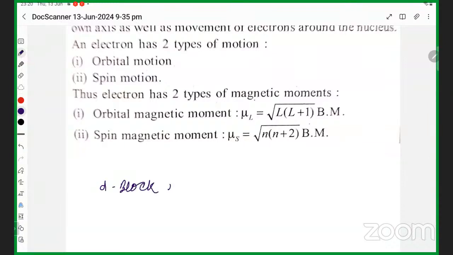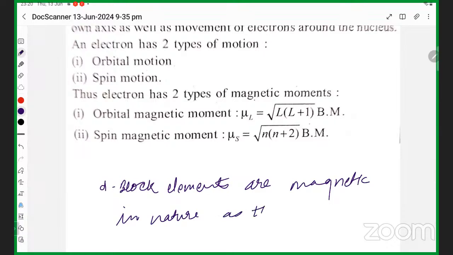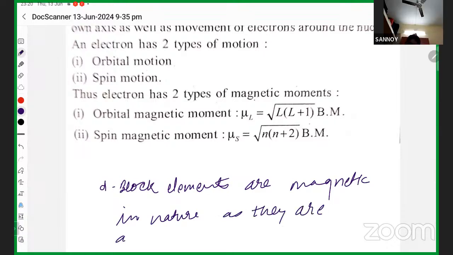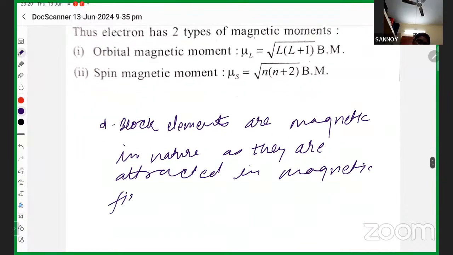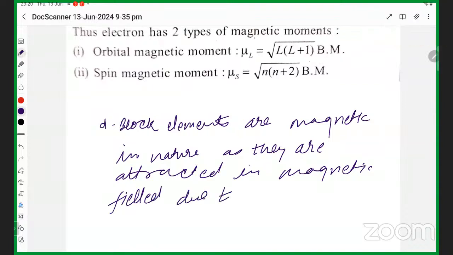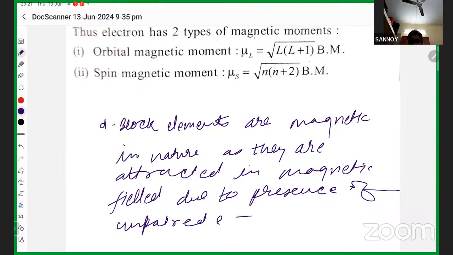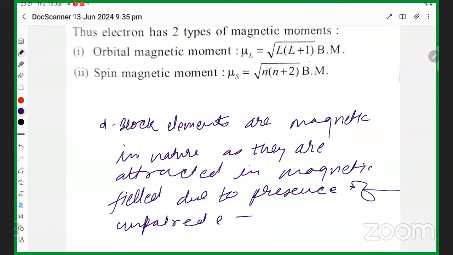D block elements are magnetic in nature, as they are attracted in a magnetic field, due to the presence of unpaired electrons. So because they have unpaired electrons, they are attracted in the magnetic field. Okay.